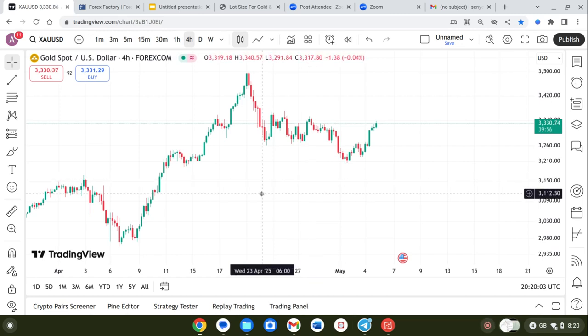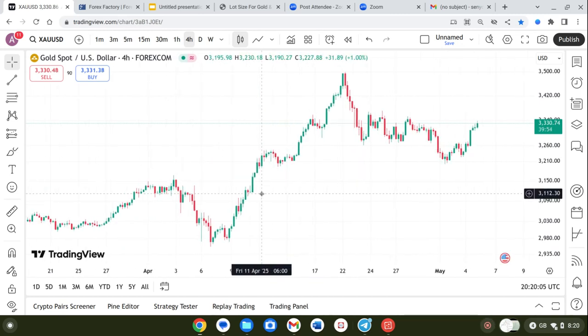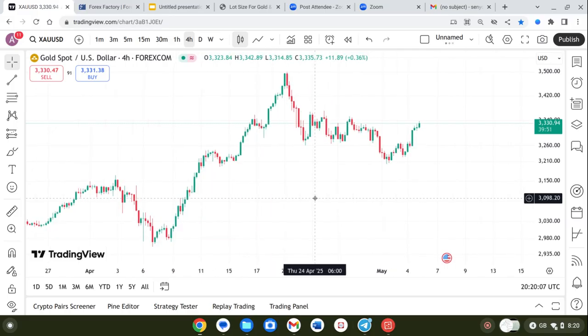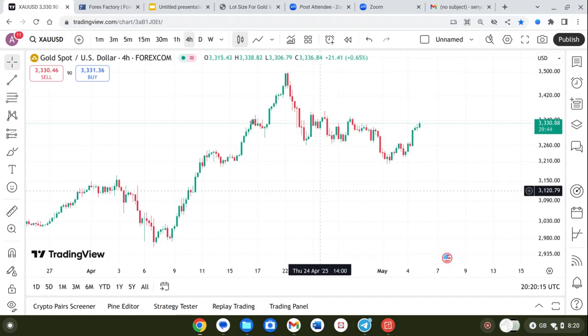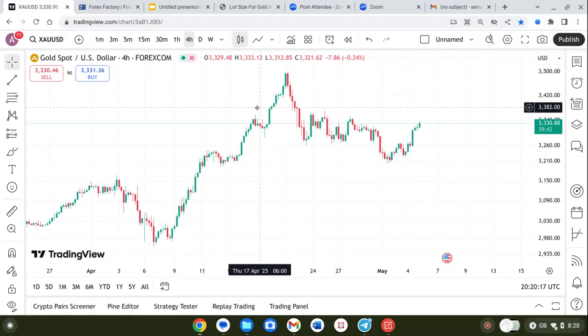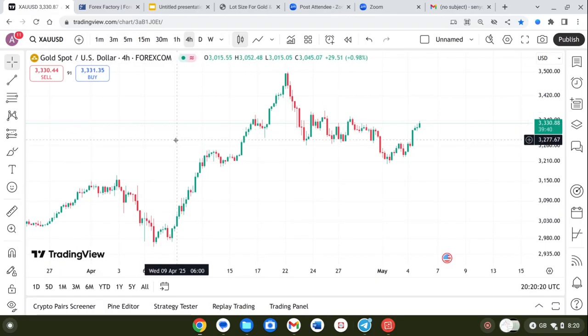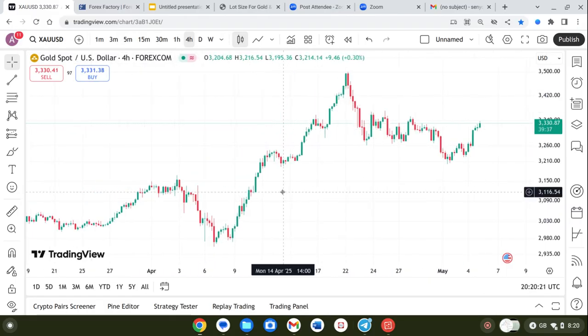Welcome to my gold trading strategy. I'm going to try to mark out how I trade gold and then the simplest way you can also use this strategy. First off, to use this strategy, you go on the higher time frame.